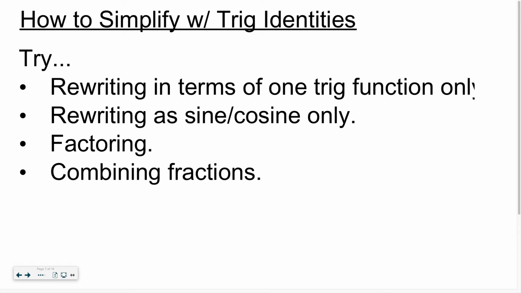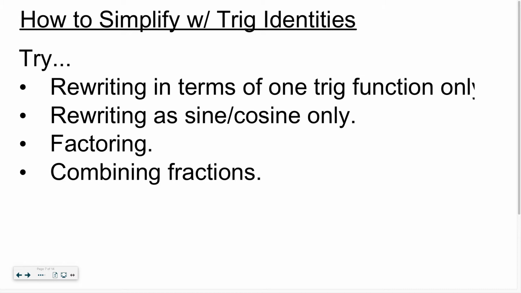Okay. If you can get it all into one trig function, that might be something to try. Like if you notice that your expression has a bunch of tangents and cotangents, well, maybe change all the cotangents to tangents and things will cancel. So try to get it in one trig function. If you can't get it in one trig function, my favorite 2 trig functions to get it in are sine and cosine. That's one I use a lot. Let me just change everything to sine and cosine and see if it helps. It doesn't always help. Sometimes you do it too early and it gets really messy, but it's an option.